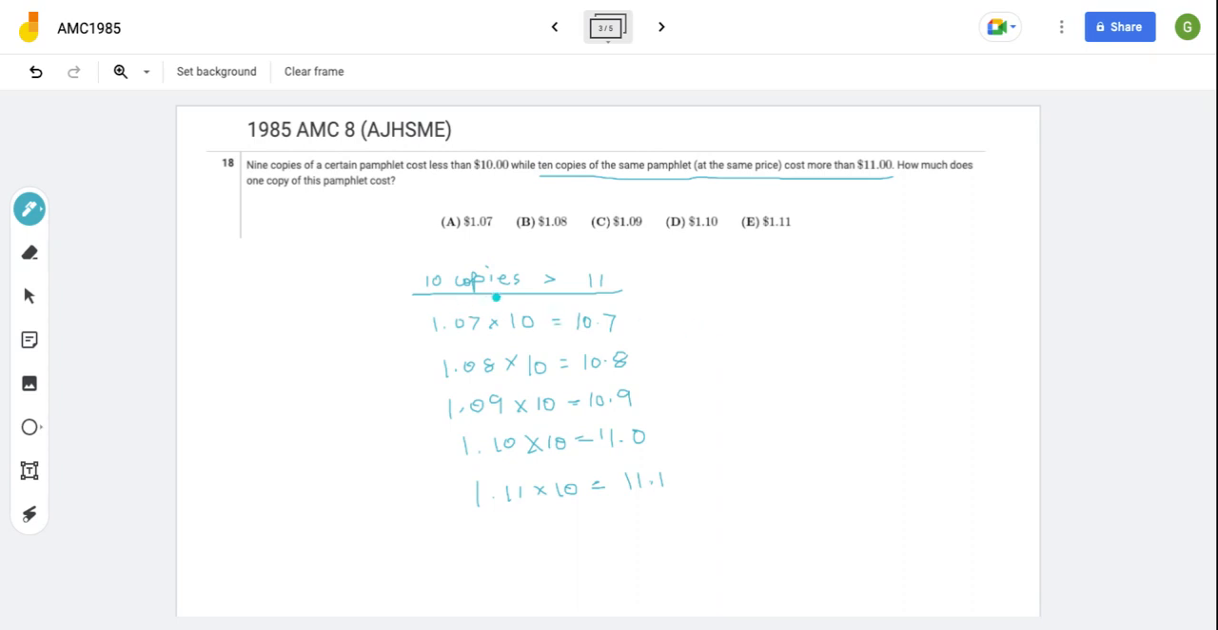So 10 copies finally should be more than 11. So out of the given options, we just check which number when multiplied by 10 will give you a value which is greater than 11, which is only the last one, right? 1.11. So the answer is E. Simple trial and error. Moving to the next.